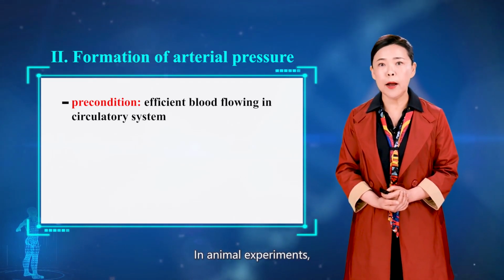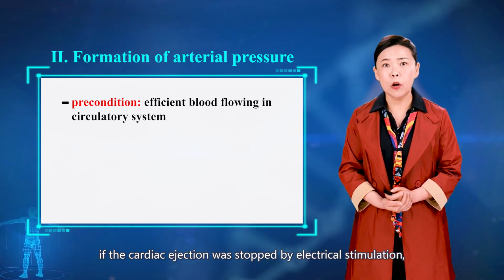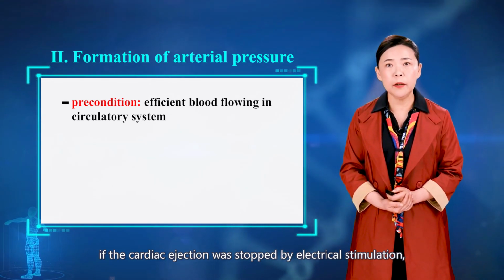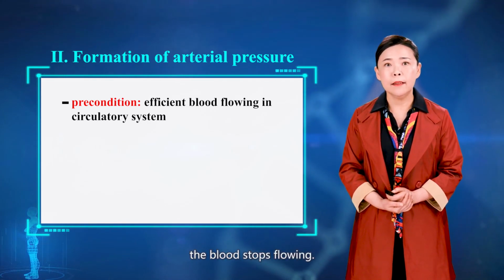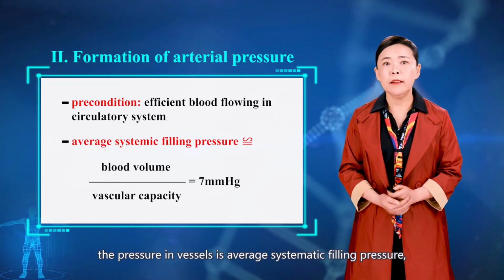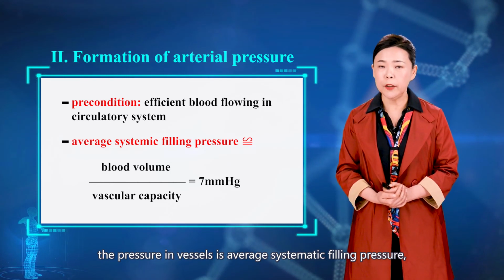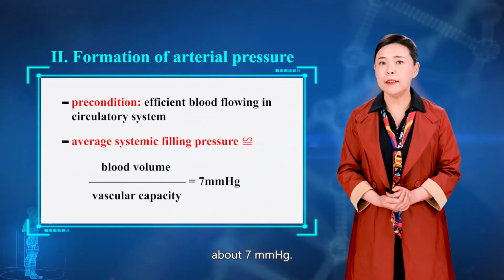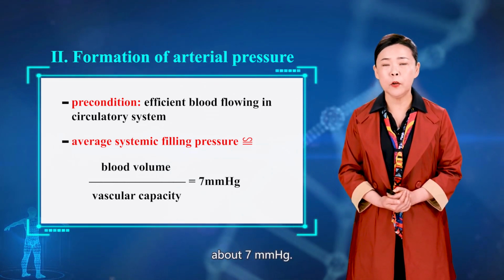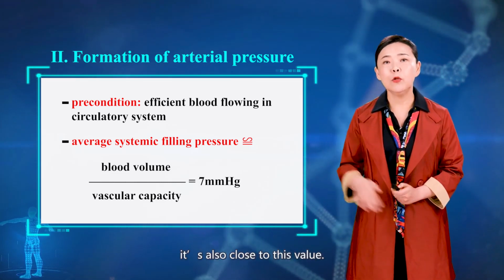In animal experiment, if the cardiac ejection is stopped by electrical stimulation, the blood stops flowing. At this time, the pressure in vessels is average systemic filling pressure, about 7 mm of mercury. In human, it's also close to this value.